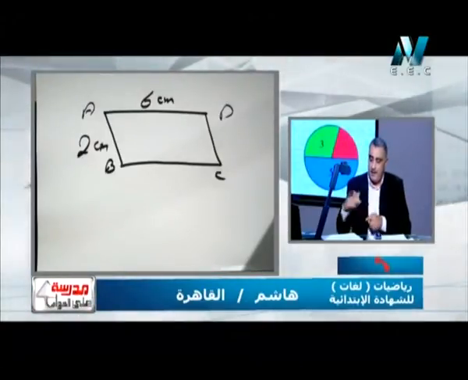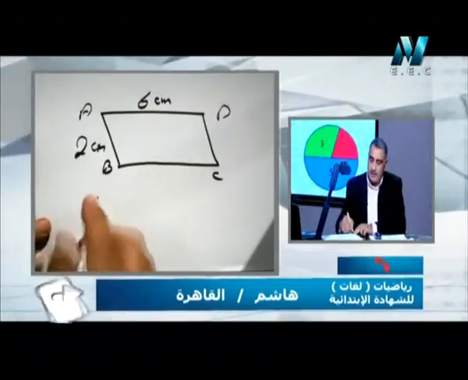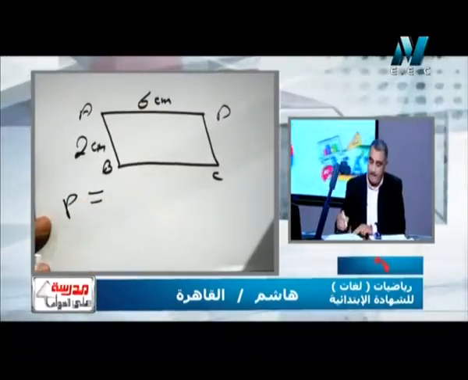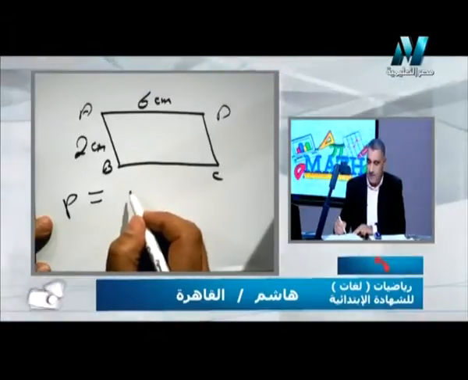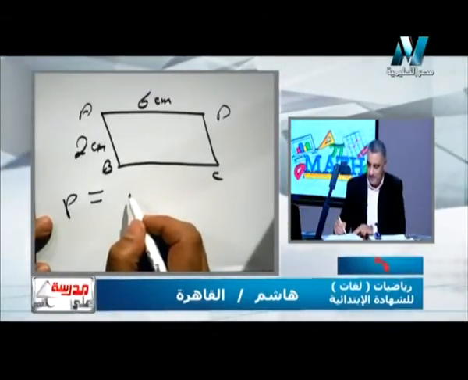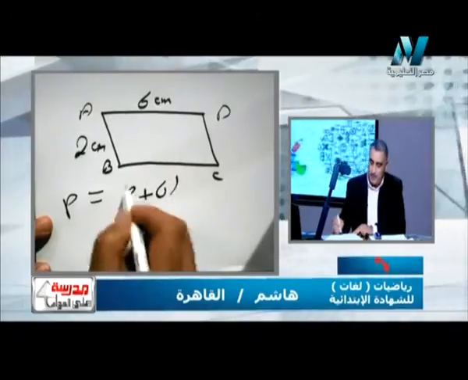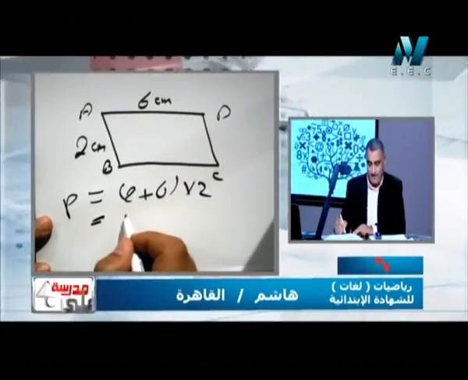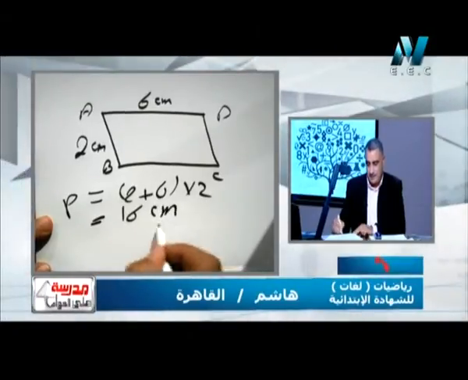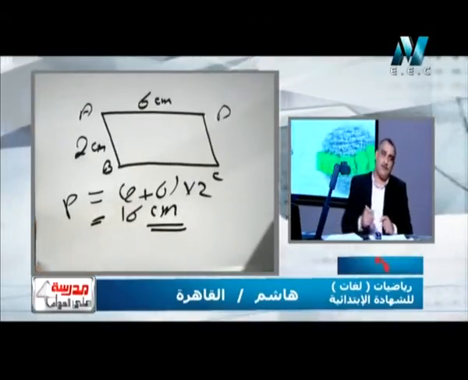We can write it like this: the perimeter equals side plus side times 2, or the two dimensions, 2 plus 6 between brackets, times 2. Can you tell me the result? 16. Yeah, 16 centimeters. Very, very good.